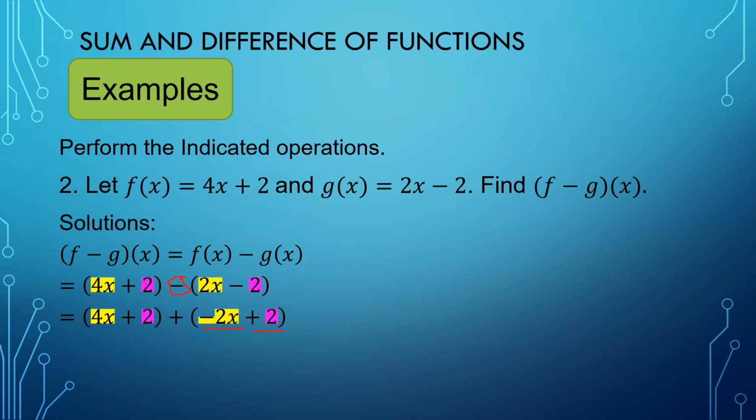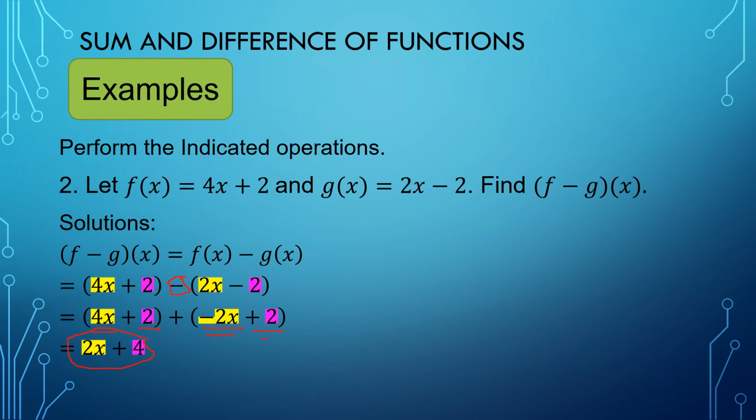So again, we can add similar terms. So 4x, which is the yellow one, plus the negative 2x, we have 2x. And we have the pink one, 2 plus 2, that is 4. Therefore, f minus g of x is equal to 2x plus 4. So this will be the final answer.